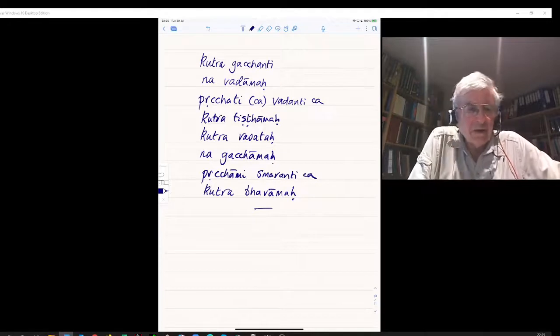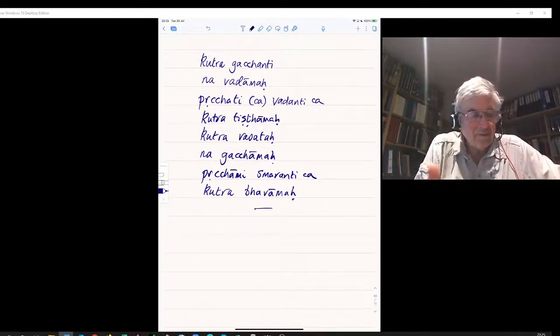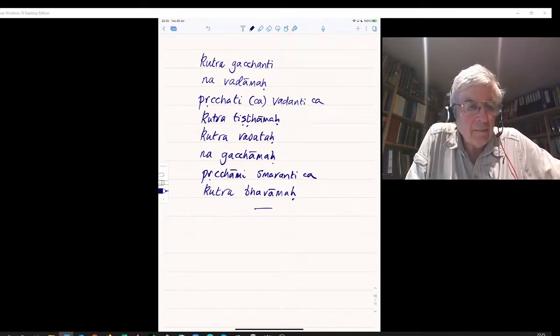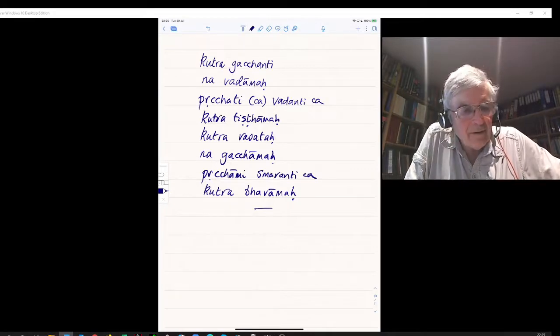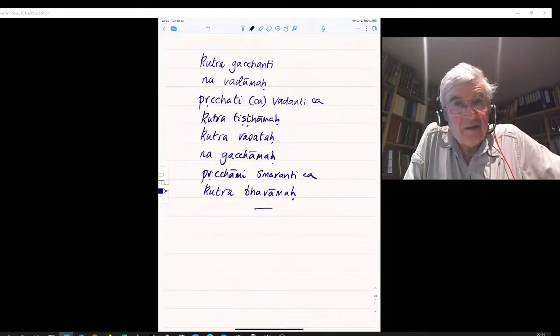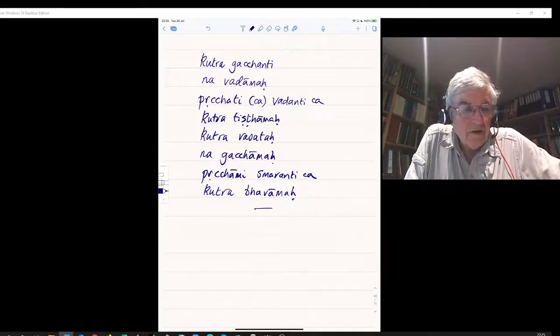And the verbs. I'll say the root, then the third singular. Gam, gacchati, prach, prichati, bhu, bhavati, vad, vadati, vas, vasati, stha, tishtati, smr, smarati. And 3 indeclinables, kutra, cha, na.